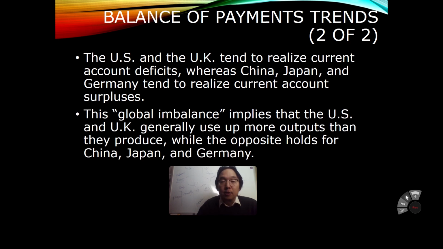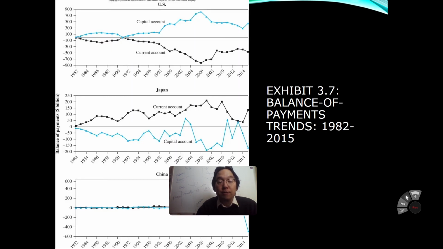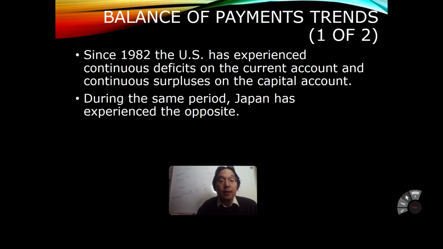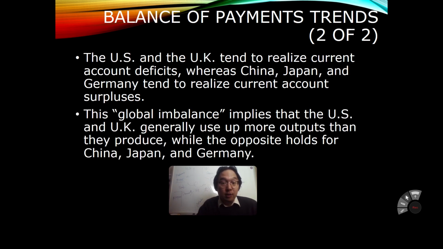And let's see over here. Three different countries will be shown: US, Japan, and China. Since 1982, the US has experienced continuous deficits on the current account and continuous surpluses on the capital account. During the same period, Japan has experienced the opposite. So they were the major exporters to the United States. Recently, it's China.